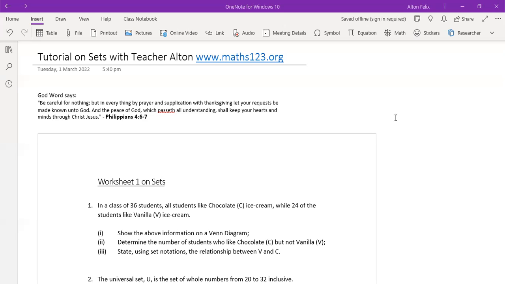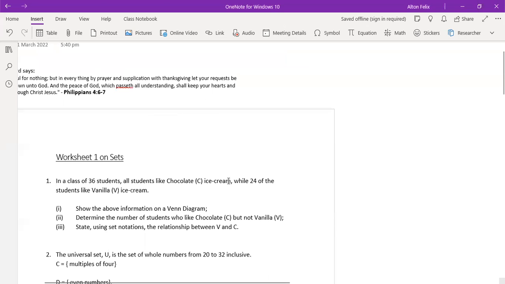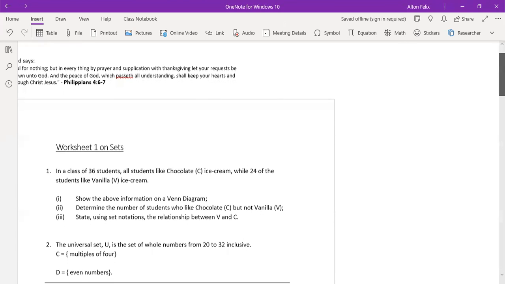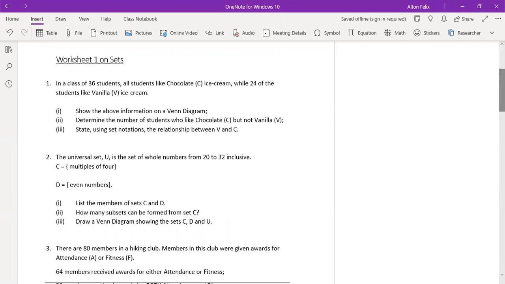So today we're going to look at the worksheet on sets. And question number 1 wants us to show the above information on a Venn diagram. What does the question tell us? What's some of the key information the question gives? Okay, so it says there are 36 students in a class. All students like chocolate ice cream, while 24 students like vanilla. Show the above information on a Venn diagram.